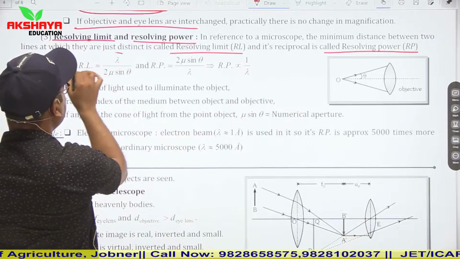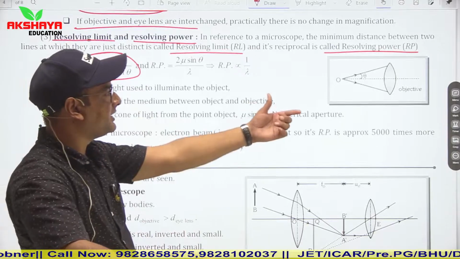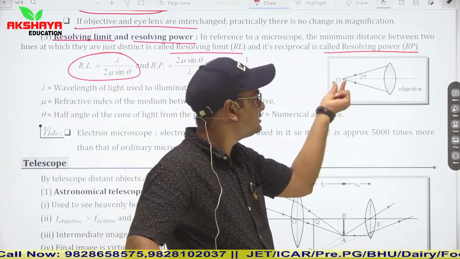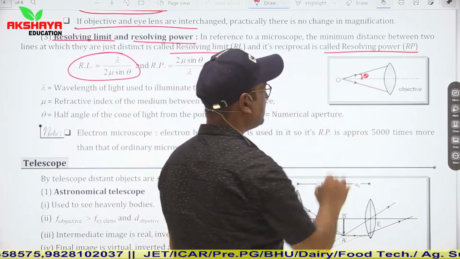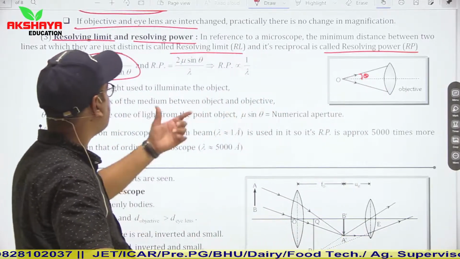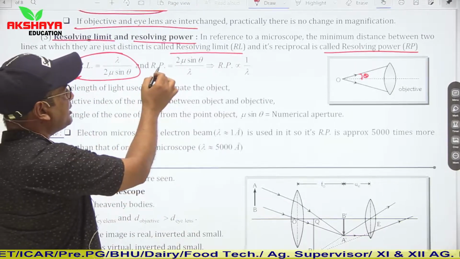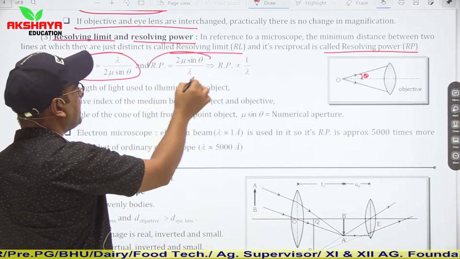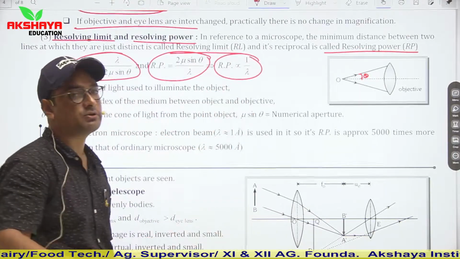The resolving limit in the case of a microscope is lambda upon 2 mu sine theta. We can clearly see this is the objective, this is the object, and this is the angle theta made. So the resolving limit is lambda upon 2 mu sine theta, and the resolving power is 2 mu sine theta upon lambda, its reciprocal. It means resolving power is inversely proportional to lambda.